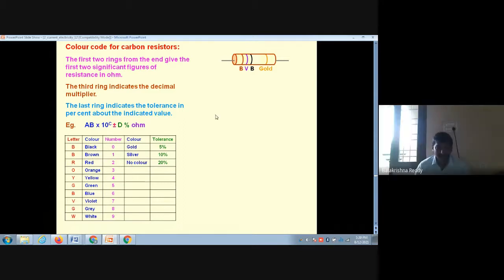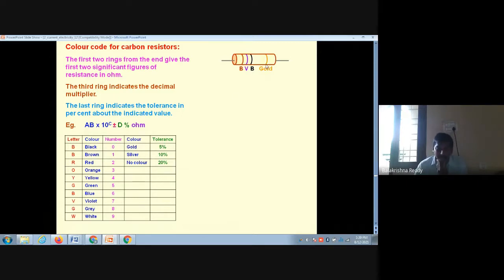Brown is 1. The second color is violet. For violet, the number is 7. So 1, 7. That is the first two significant figures. Next is the multiplier, 10 to the power of something. This is black, 10 to the power of 0. 10 to the power of 0 means nothing is there. It is like 1 into 10 to the power of 0.